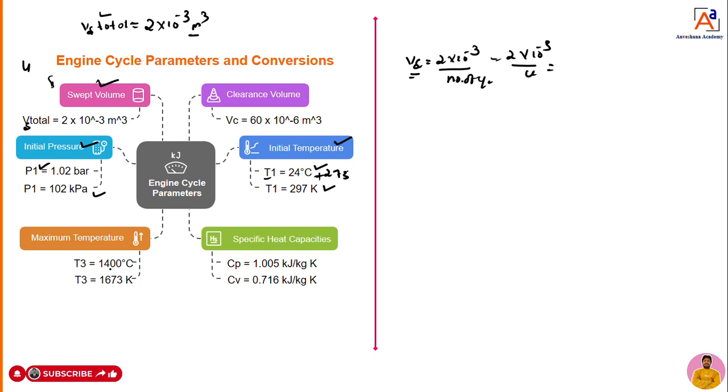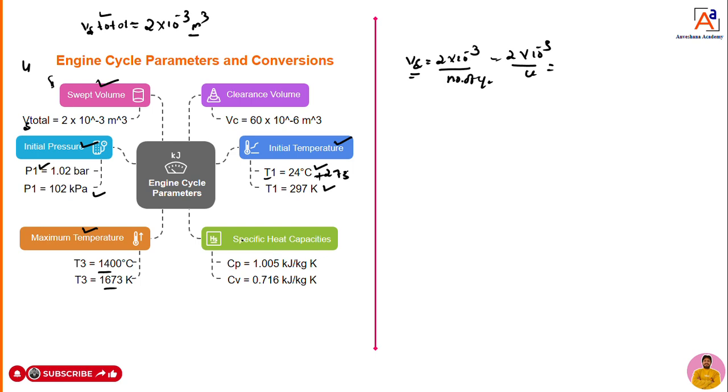Okay, fine. Now, in the problem he has also given a maximum temperature, that is 1400 degrees Celsius. Adding 273, you are going to get 1673 Kelvin as the maximum cycle temperature.